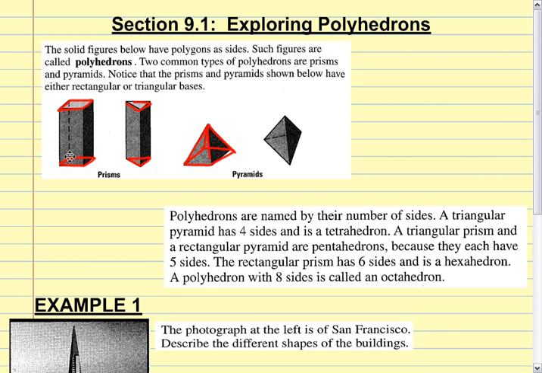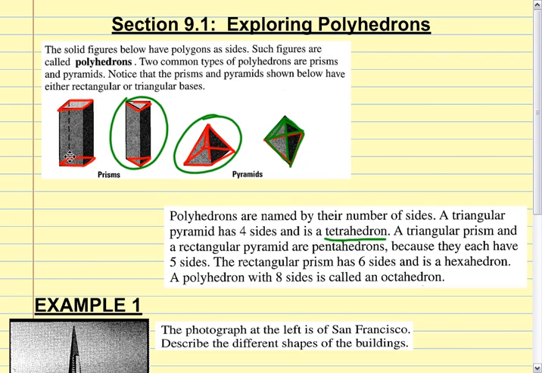Now, polyhedrons are named by their number of sides. A triangular pyramid, that's this one. I'll let the red be the base. And now, that's one face, that's another face, and then there's one in the back there. So it has a total of 4 sides. Okay? This is called a tetrahedron. A triangular prism, that's this one, and a rectangular pyramid, that one, are pentahedrons because they both have 5 sides.